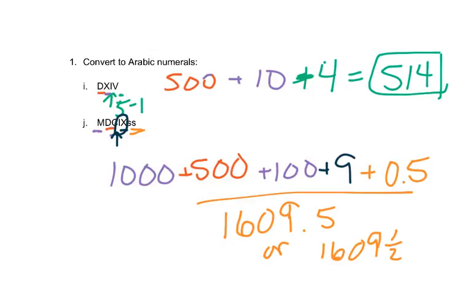1,609.5. If you start paying attention, or you notice at the end of movies, they use Roman numerals to show what year that movie was made, and Super Bowls are lettered with Roman numerals as well. So now you can start reading those Roman numerals if you weren't before.